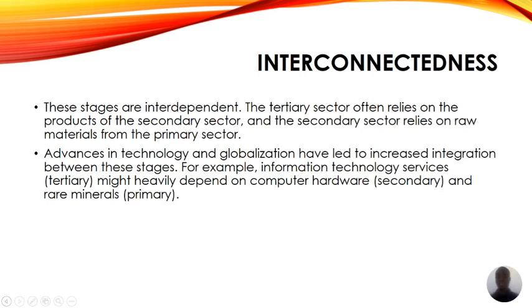These stages are interdependent. So we're looking also at the idea that advances in technology and globalization, as you know, globalization is whereby countries become much more integrated. They're now working closer together. That's globalization. So you have a lot of much more integration between these stages. For example, information technology services fall under tertiary. They might heavily depend on computer hardware, which is secondary, and rare minerals, which are primary. You see how we have looked at the issue of interconnectedness, whereby certain elements are being found in different stages. This is all coming as a result of the advancement in technology and globalization, whereby each stage is being involved in the production process.